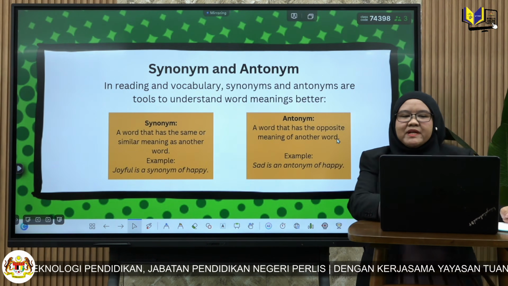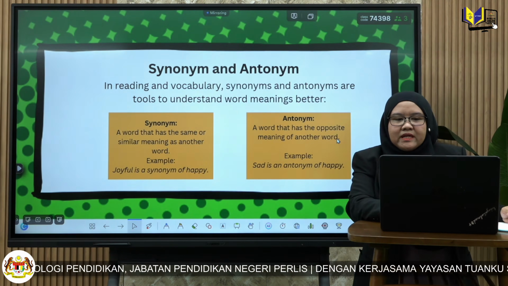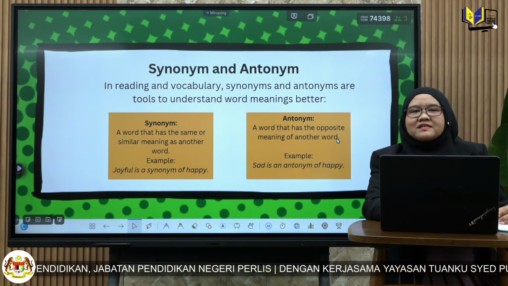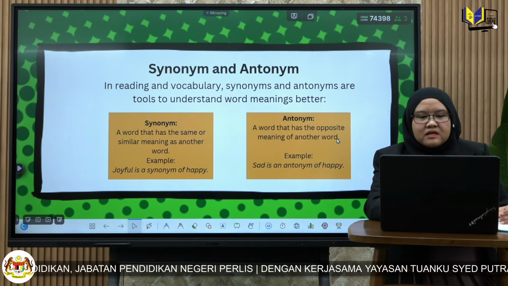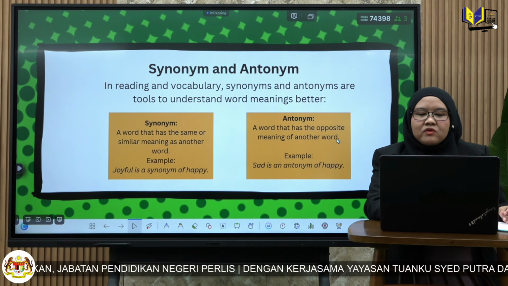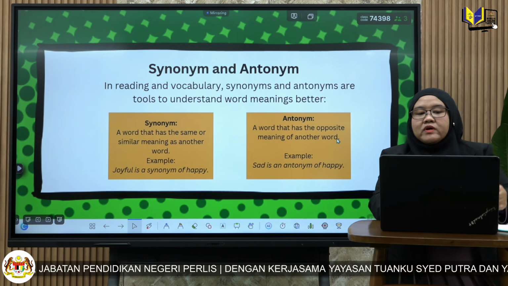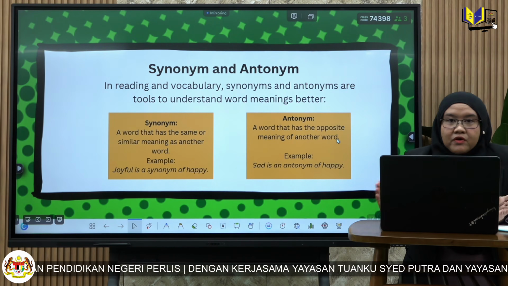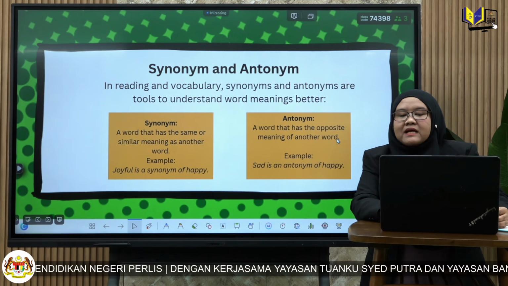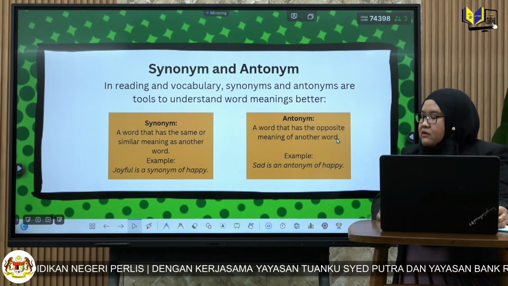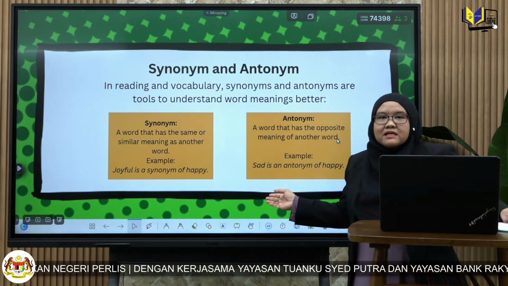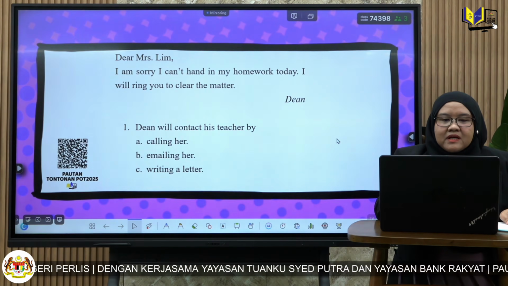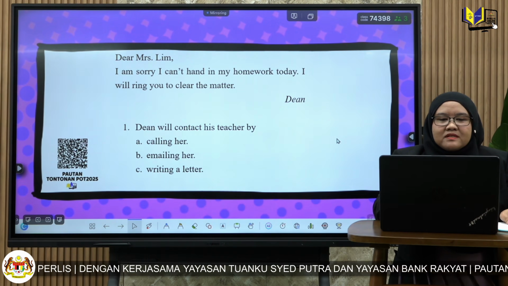Okay, so synonym and antonym help you in reading and vocabulary because they are tools to understand word meanings better. A synonym is a word that has the same or similar meaning as another word. For example, joyful is a synonym of happy. An antonym is a word that has the opposite meaning of another word. For example, sad is an antonym of happy. Now let's go to the questions.